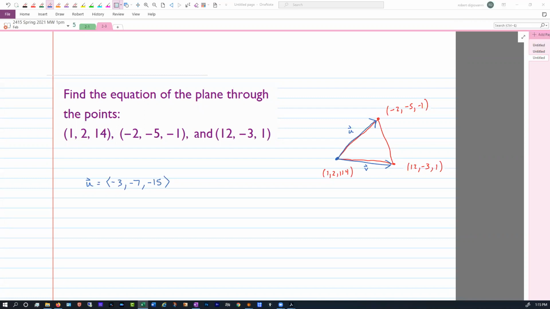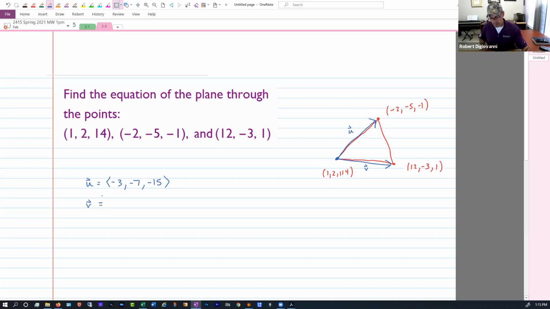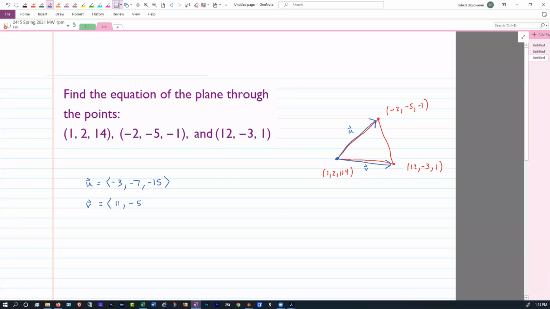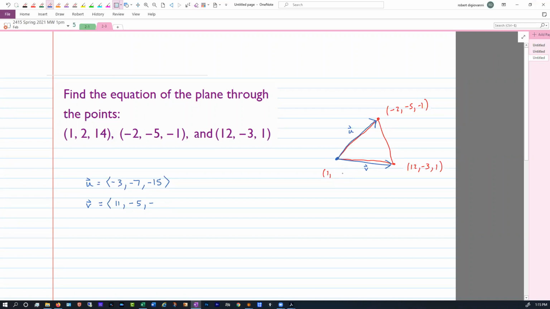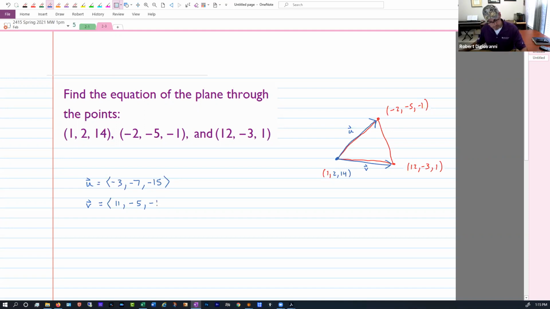Yeah, I mean, I'm not quite sure what to do, but I want here the vector. I want the vector V. Give me the components of the vector V. So this vector here, what are its components? It would be 12 minus 1, so 11. And then -3 minus 2, so -5. And then 1 minus 14. So -13? Yes. Okay, good.